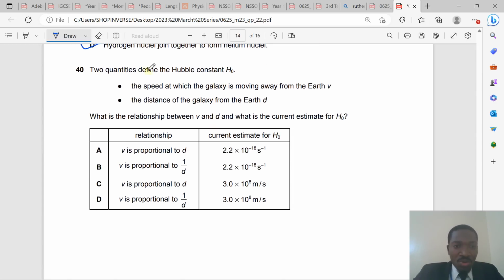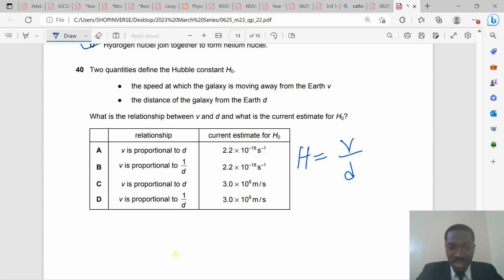Number 40. Two quantities define the Hubble constant. This is space physics. The speed at which the galaxy is moving away from the Earth, which is v, the distance of the galaxy from the Earth, which is d. What is the relationship between v and d, and what is the current estimate of Hubble's constant? Now, take note that Hubble's constant is the ratio of the speed of a particular planet to the distance.